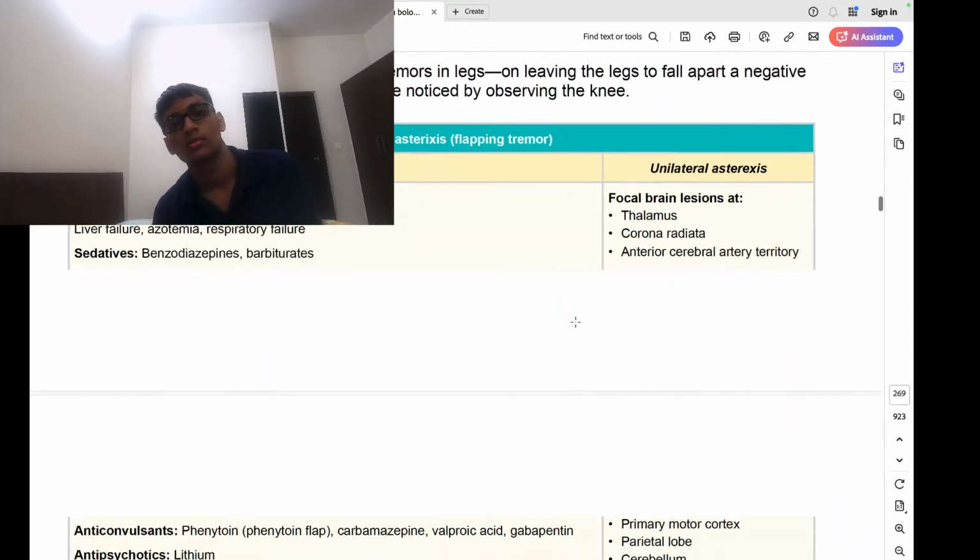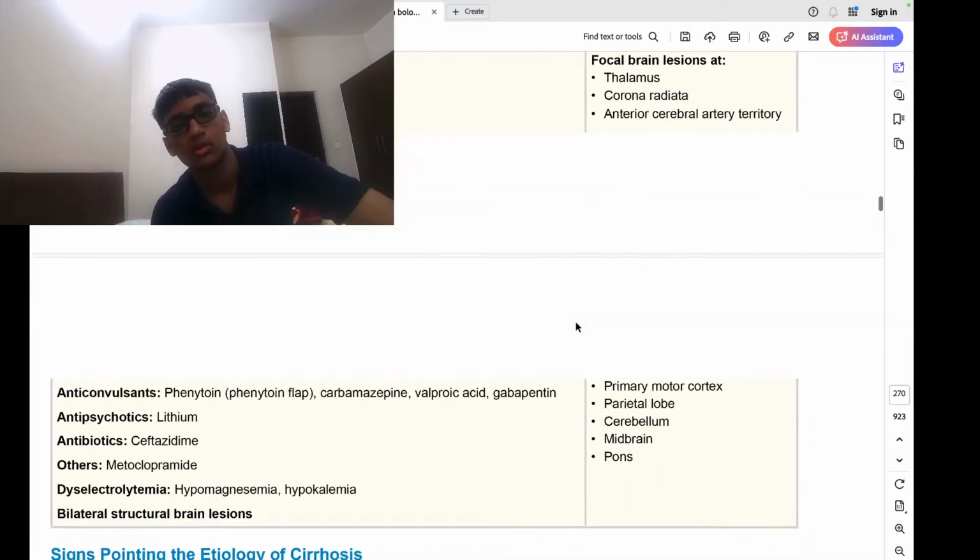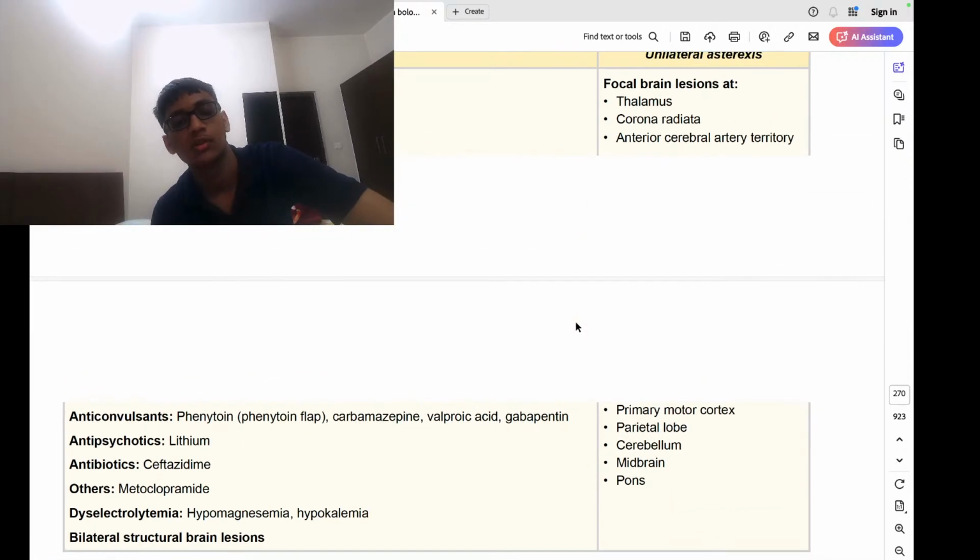Negative myoclonus. Okay, then causes of asterixis, you have bilateral and unilateral asterixis. Bilateral asterixis is caused by liver disease, liver failure, azotemia, respiratory failure. Sedatives, benzodiazepines, barbiturates, and anticonvulsants: phenytoin, carbamazepine, valproic acid, gabapentin.